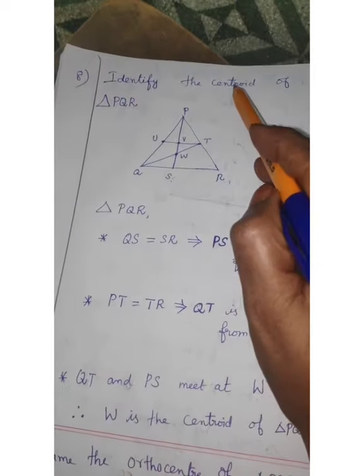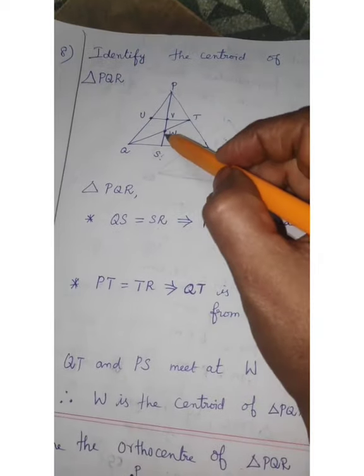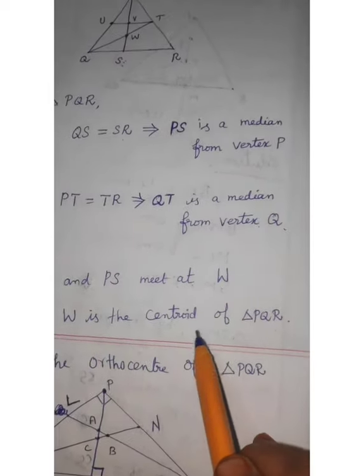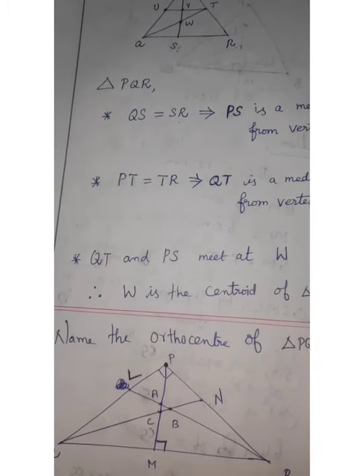What is the question? It is asking only the centroid. Of these two medians, the meeting point is the centroid. That W is the centroid. W is the centroid of PQR.